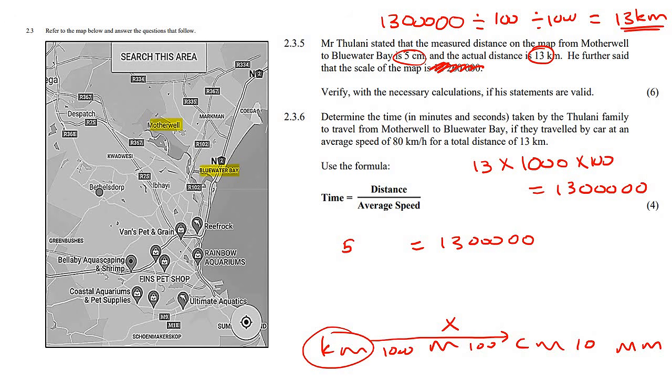Now, when we want to get a map scale, we always want this number to be a 1. So to turn that number into a 1, we divide by 5. What you do to the one side, you do to the other side. And so 1 will be equal to 260,000. And so we now have 1 to 260,000. So that's the other way you could have done it.